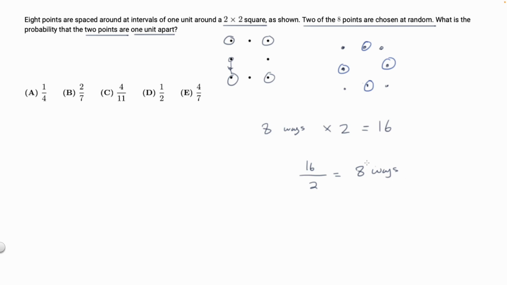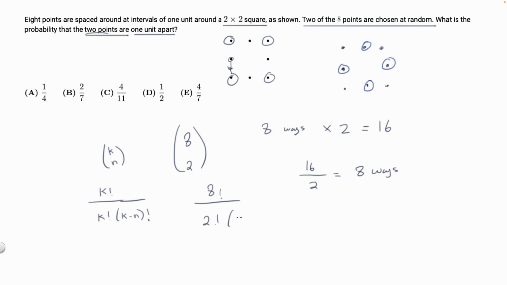And then the total number of ways we can pick any points in this diagram is going to be 8 total points, choose 2, since we're choosing 2 points. So 8 choose 2 is a combination, and for those of you who don't know how to do combinations, the general formula is n choose k: n factorial over k factorial times n minus k factorial. So with the current situation, it's going to be 8 factorial over 2 factorial times 8 minus 2 factorial. If we solve that, it's going to be 8 factorial over 2 factorial times 6 factorial, which is going to be 28. So we have 28 total possible combinations.